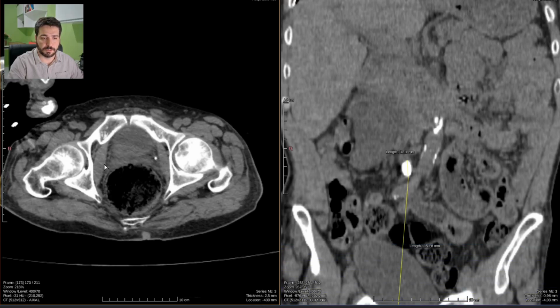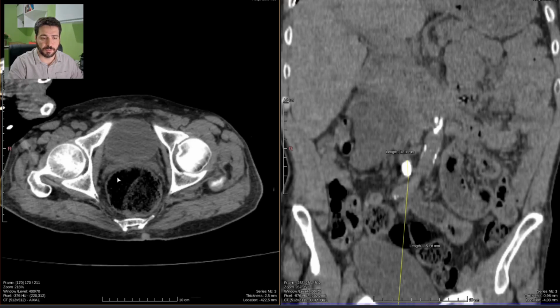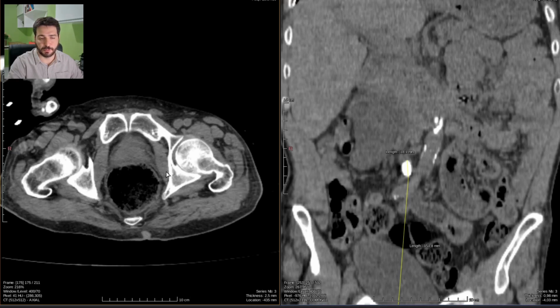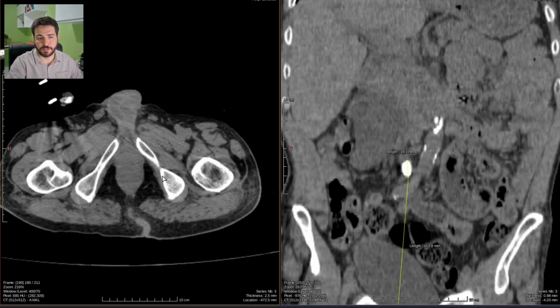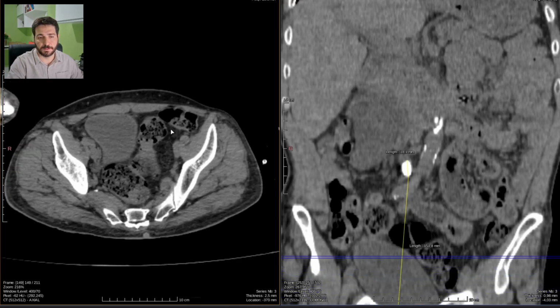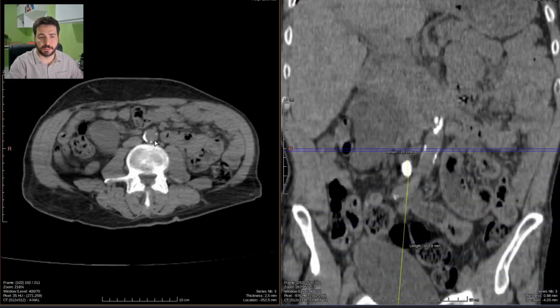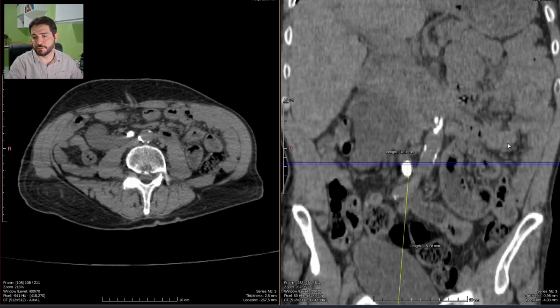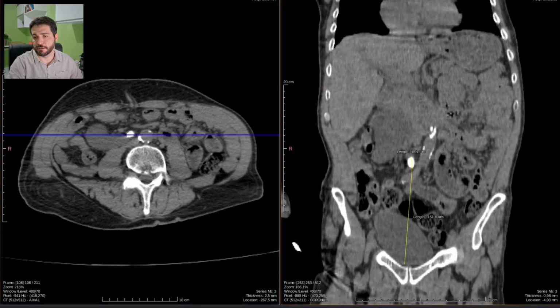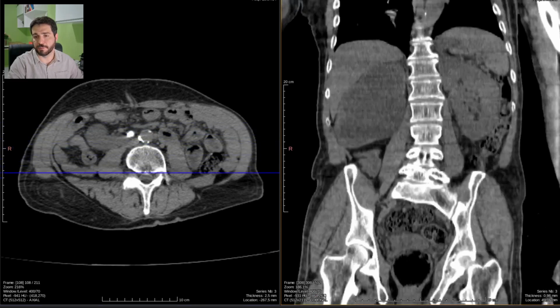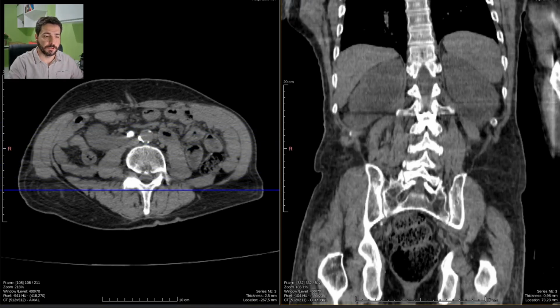These are phlebolites. These are calcifications of veins, small veins in the pelvis. And this patient has abdominal pain because of this urinary stone right here, and he has a major disease of the right kidney.